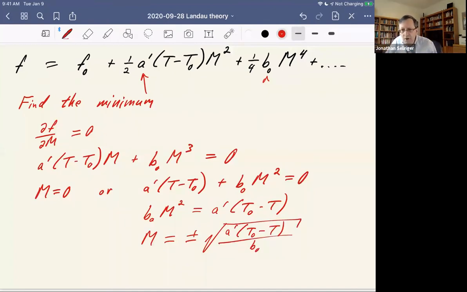over B0, which means that it's something which scales as (T0 minus T) to the beta power, where beta is equal to 1/2.